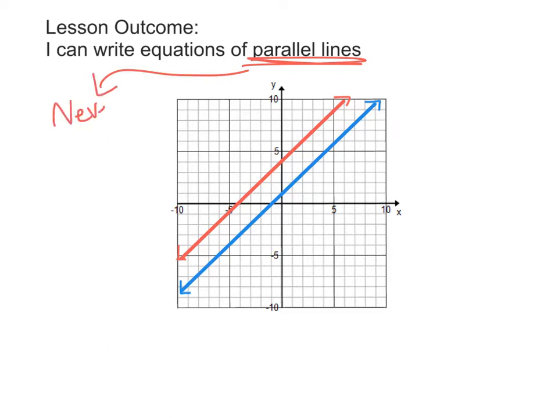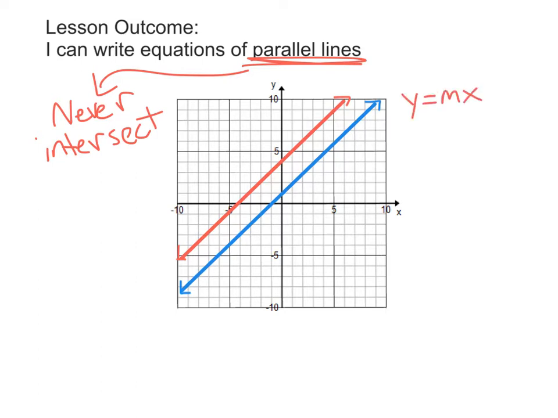Never intersect, which means run into each other or cross. Okay? So how can we be sure that these two lines will never intersect or cross? Well, we could write the equation of them and take a look at the information that we see. So first of all, let's look at the red equation.